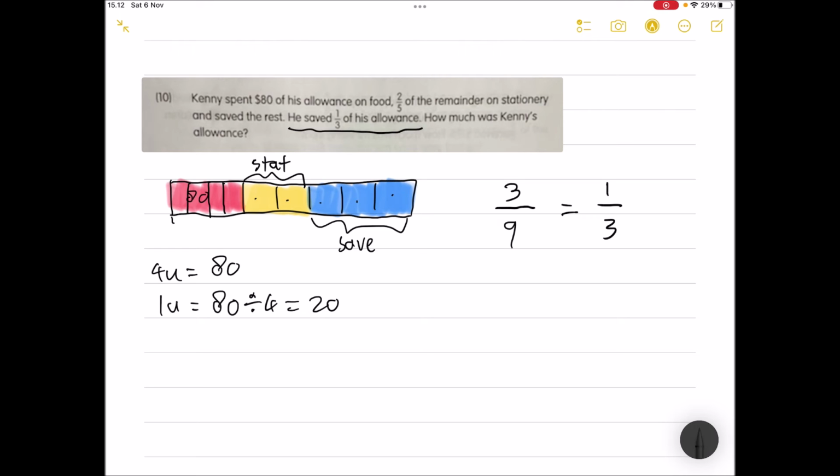So now we want to know how much Kenny's allowance is, meaning all of them, right? And all of them we have established just now that it is 9 units. So it is 9 multiplied by 20, $180. So Kenny's allowance is $180. That's how you do number 10. It might be confusing. You might want to repeat the explanation again. All in all, we refer to the information given by the question.